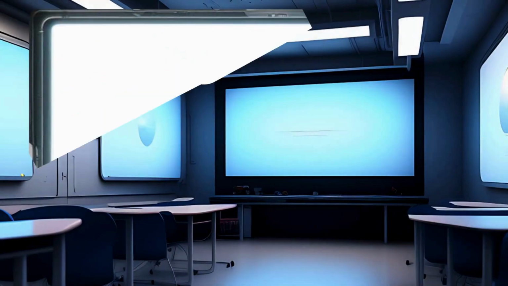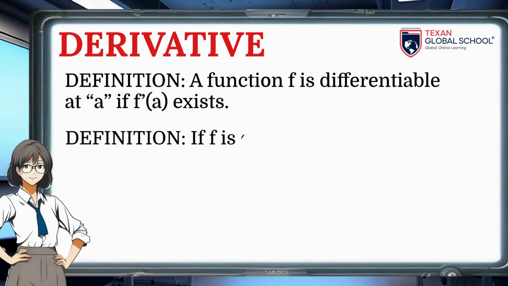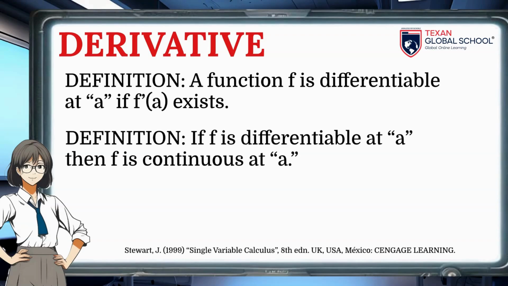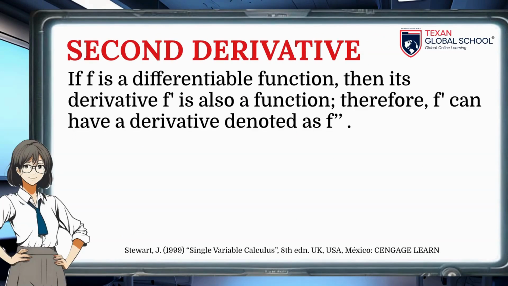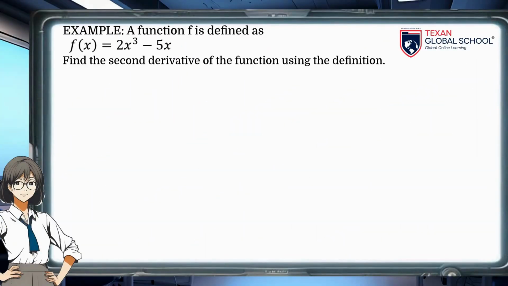So we can conclude that a function f is differentiable at a if f prime of a exists. And if f is differentiable at a, then f is continuous at a. In this way, also f prime can have a derivative denoted as f double prime, and its notation is shown on the board. Let us see an example. We will get the second derivative of the function f of x equal to 2x cubed minus 5x.